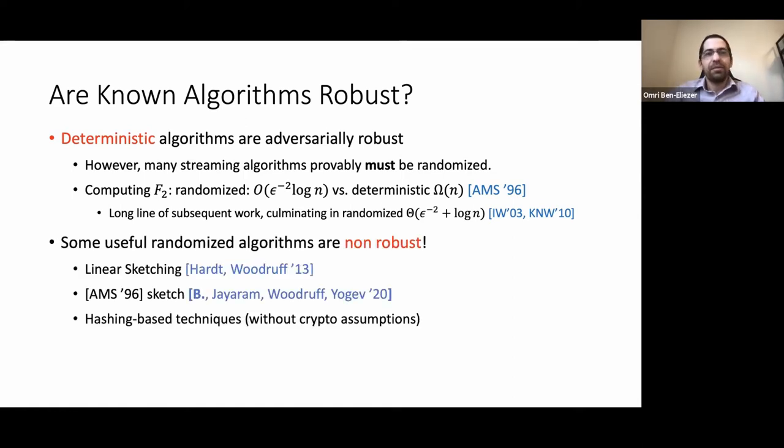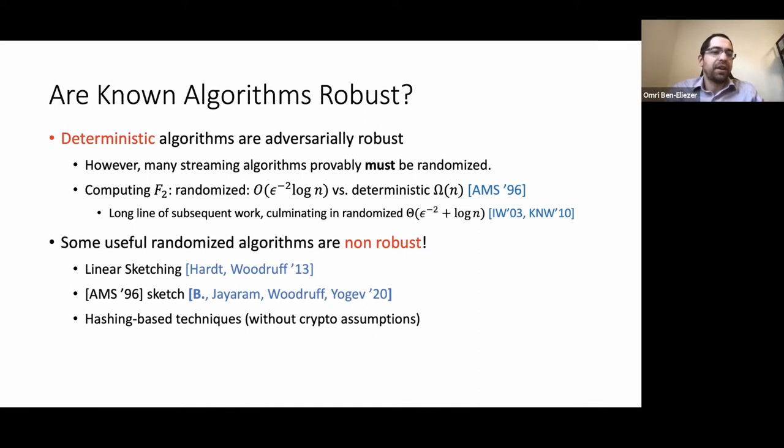So deterministic algorithms are robust against adversaries, but in many cases, they are just not efficient enough for us to seriously consider them. Now, on the other hand, randomized algorithms: there are many types of useful randomized algorithms used in the streaming literature, but we don't have any guarantee a priori that they will be robust against an adversary. And indeed, there are several families of randomized algorithms where there's good evidence that they are not as robust as we would want them to be.